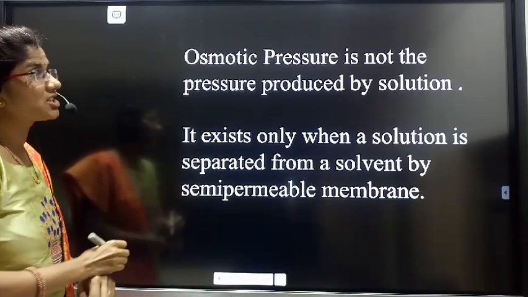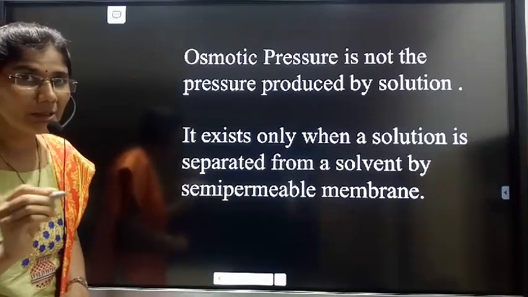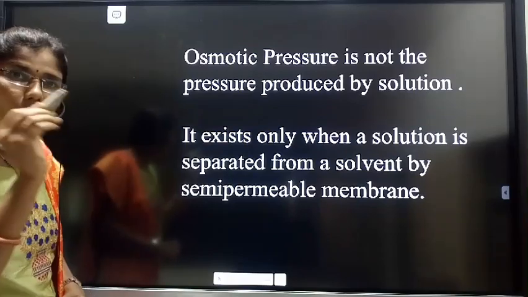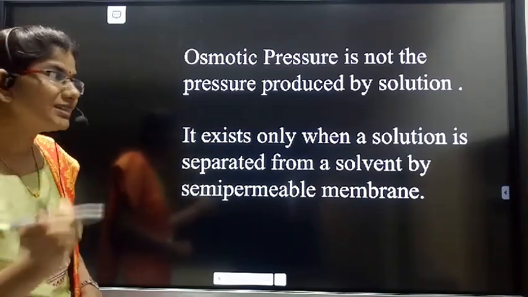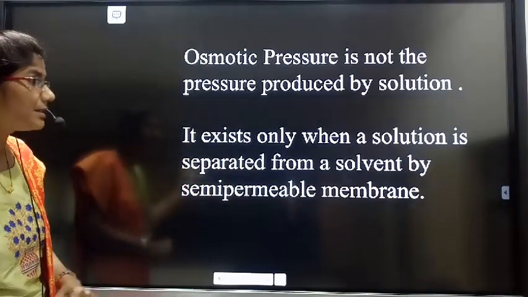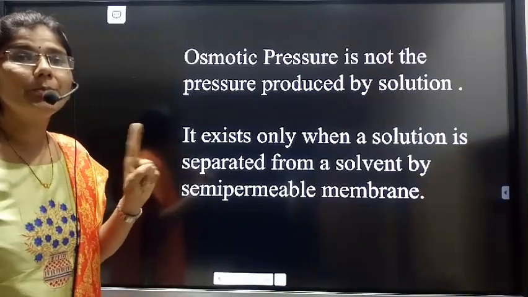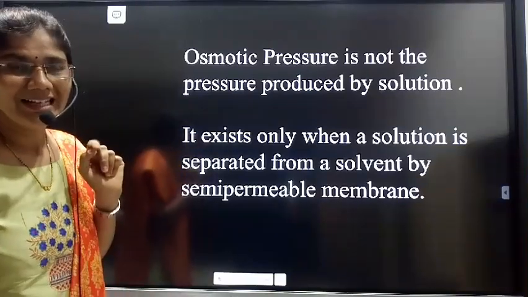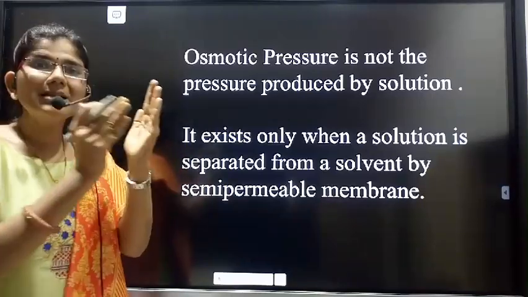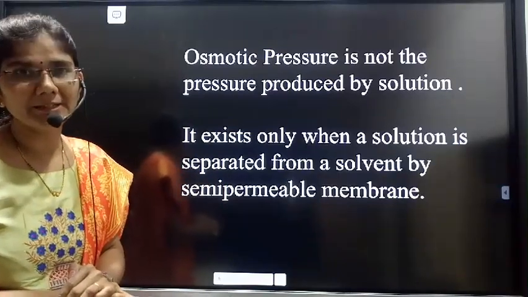The osmotic pressure is not a pressure produced by the solution, but it exists only when a solution is separated from a solvent through a semi-permeable membrane. It is not produced by the solution, but it exists when a solution is separated from a solvent through a semi-permeable membrane.